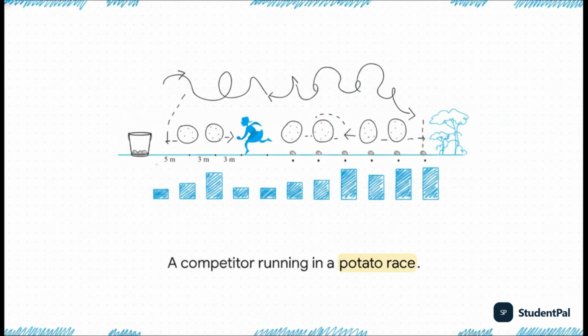Or let's consider this fun activity straight from the chapter, the classic potato race. A competitor starts at a bucket, runs 5 meters to pick up the very first potato, and runs back. But here's the catch. For every single subsequent potato, it's placed exactly 3 meters further down the line. So the distance she actually has to run from the bucket to the potato goes from 5 meters to 8 meters to 11 meters. Again, it's a strict repetitive pattern. We are adding exactly 3 meters every single time.